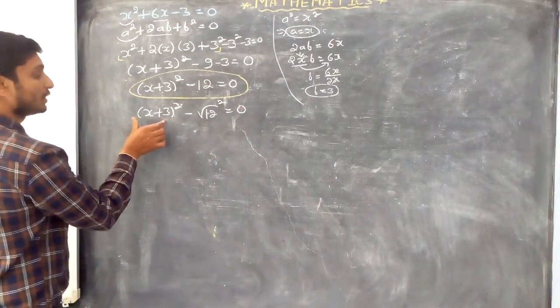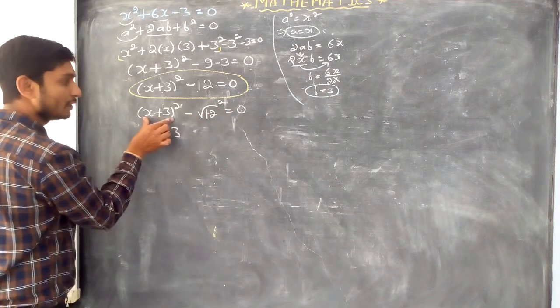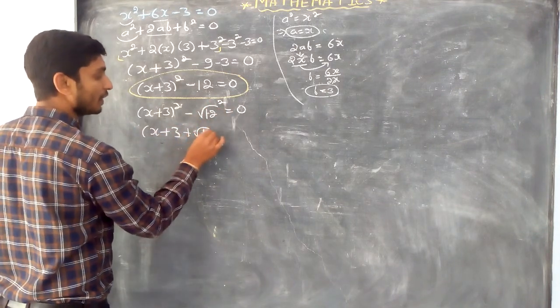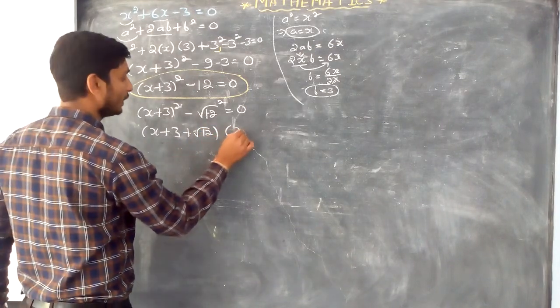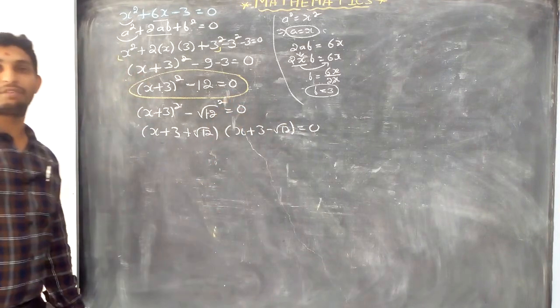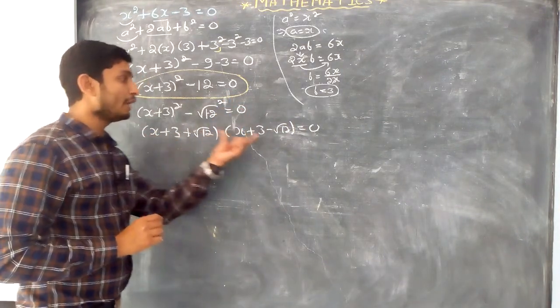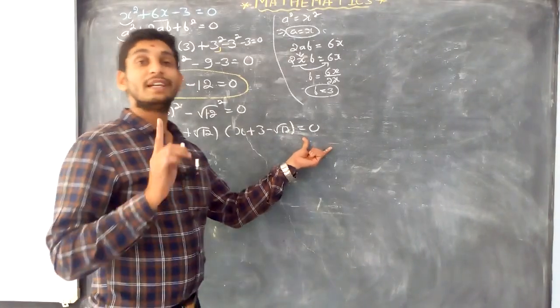Now see, this is the form a square minus b square. What is the factorization? Here a means x plus 3 and b means root 12, so a plus b into a minus b equals 0. Now simple, it is in the form a into b equals 0. We have to use the zero product rule.